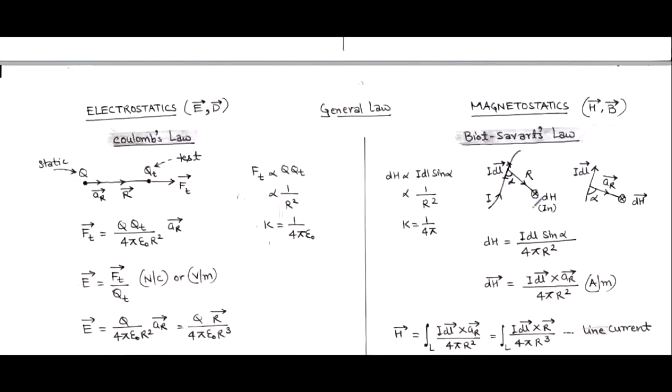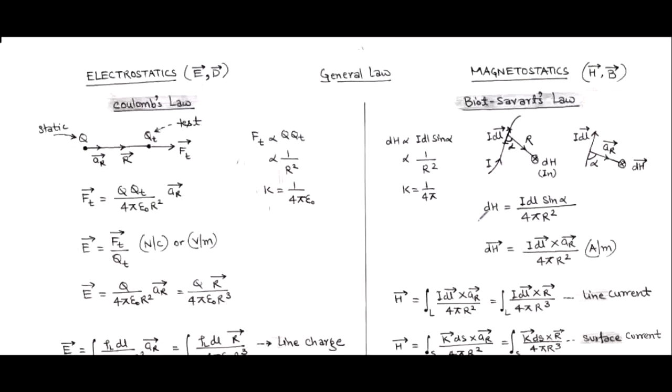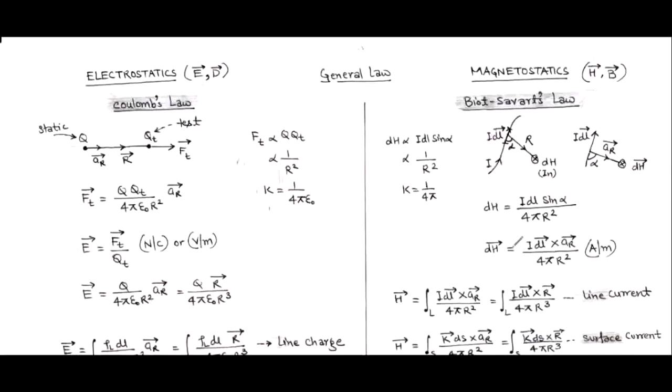For this, we consider a current element, that is I into dl vector, and due to this current element, we first determine dH, that is a small differential magnetic field intensity at any point. Here we consider a point to the right side, so the direction is inward, determined with the help of the right hand thumb rule, and this point is at a distance of r with respect to the current element I into dl vector. Here the current element I into dl vector makes an angle alpha with respect to r.